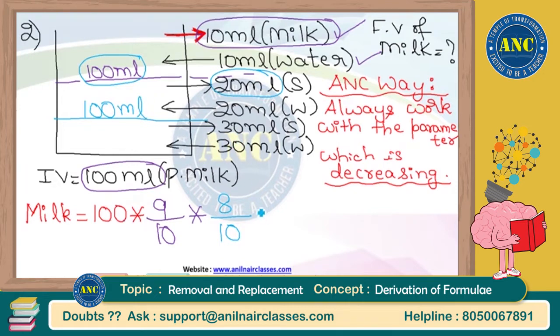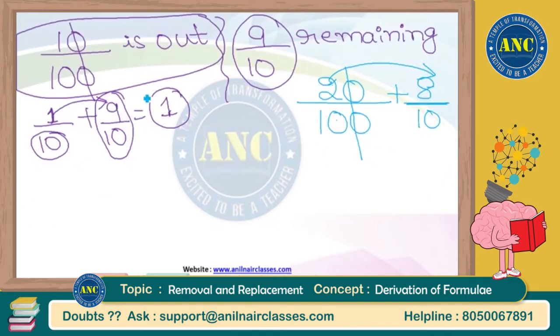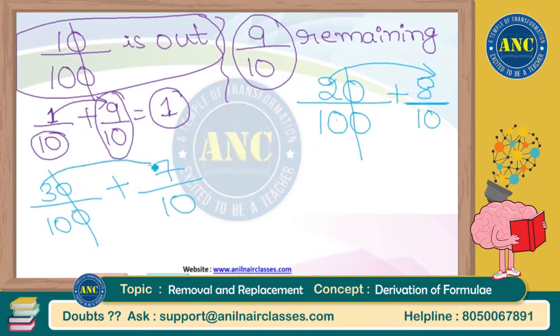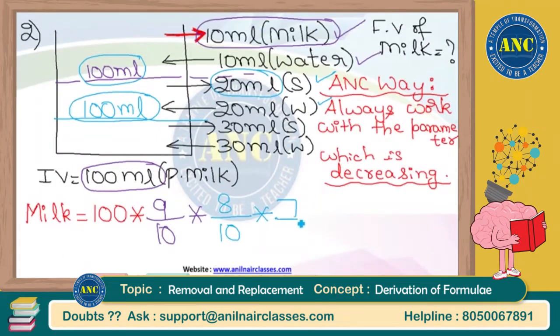Next, last thing. 4 steps are completed in this process right now. Last 2 steps: 30 ml of solution is taken out of 100 ml of solution. That means 30 out of 100 is taken out, 3 by 10 is taken out. Remaining is 7 by 10, because 3 plus 7 is 10. So I will write 7 by 10 here.